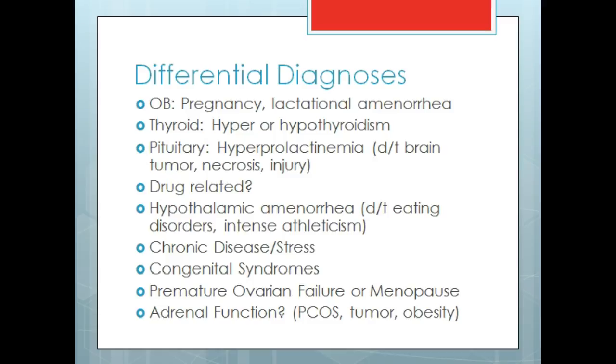We're not drawing all labs and doing all diagnostic imaging on everybody, but think about what would apply to each person's history and how you might draw labs or do things differently based on that. And then adrenal function, it could be PCOS, it could be a tumor, it could be obesity. So again, your labs would give you a better picture of that along with your physical exam if you saw evidence of virilization.